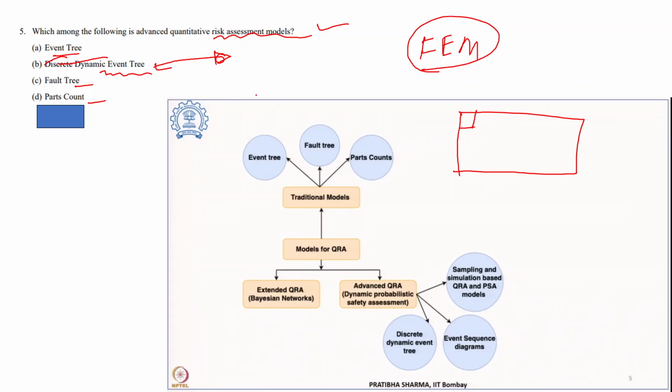This discrete dynamic event tree analysis will discretize, it will create very small cells, like the finite element method, exactly. If the number of cells increases through discretization, with a large number of cells, the result will be much more accurate. Yeah, exactly.